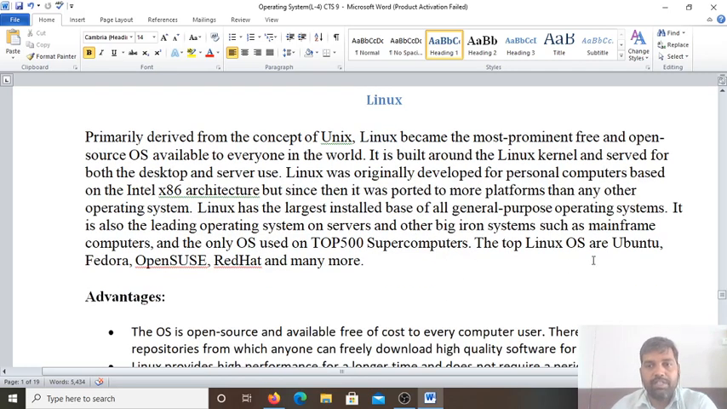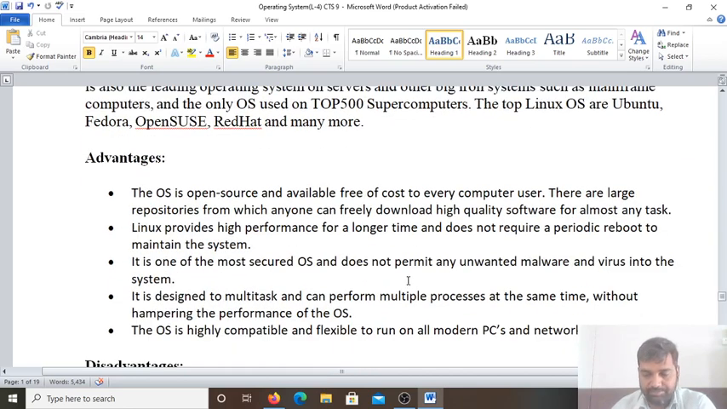Now the top Linux operating systems are Ubuntu, Fedora, OpenSUSE, Red Hat and many more. Companies such as Red Hat, SUSE and Mandrake are now providing package distributions of Linux meant for mass utilization. Linux is slowly growing into a tough competitor against Windows. Linux is very stable compared to Windows and very secure.